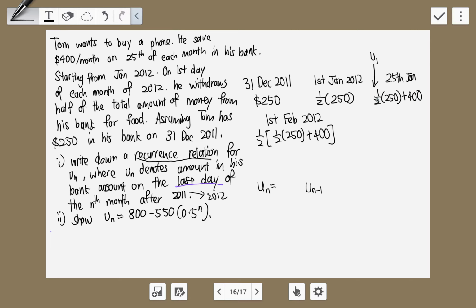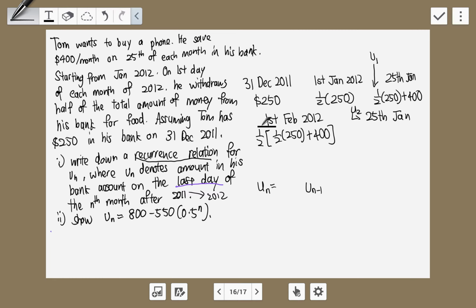But I do not want to do that, because if I do that, then I will not see a pattern. Take note, this is actually a geometric progression question, and we need to see that this is a geometric progression and be able to use the formula to get this figure out. That would be more useful than using a calculator to calculate the value at each individual month. So let's see what happens when we come to the 25th of February, which is essentially our U2.